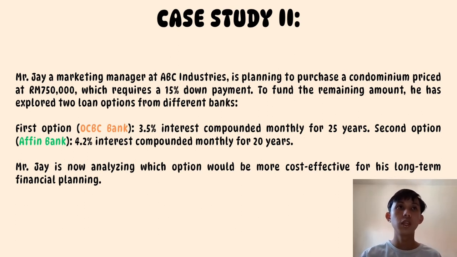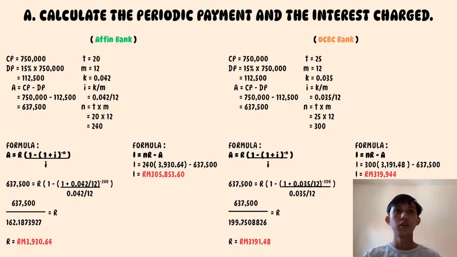Okay, so this is question A. For Afin Bank, we have the CP, DP, A, T, M, K, I, N. The formula to find R, the periodic payment, is A equals R bracket 1 minus bracket 1 plus I bracket power negative N bracket over I. So this is the answer to find R. How to find interest? We can use the formula I equals N R minus A. So this is the answer for interest for Afin Bank.